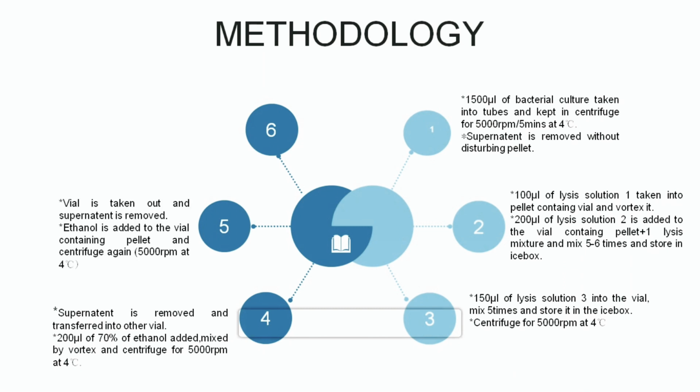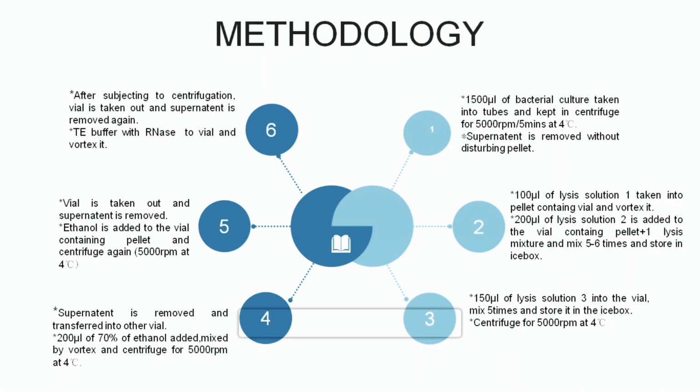After centrifugation, the vial is taken out and the supernatant will be removed. Now the ethanol is added to the vial containing the pellet and we centrifuge again at 5000 rpm at 4 degrees centigrade. Now the supernatant will be removed and it is subjected to centrifugation.